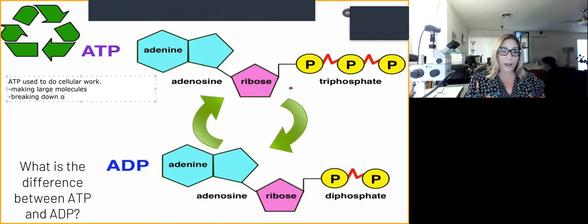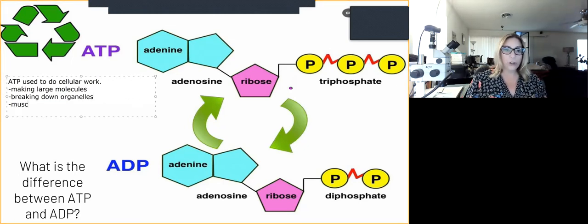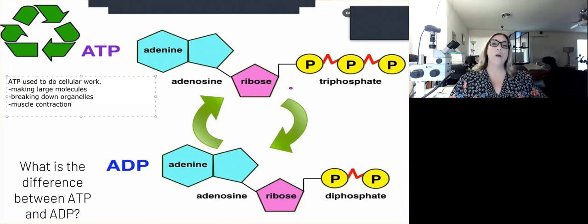Breaking down organelles. Okay, and other things that your cell needs to do. For instance, it could even be used for things like muscle contraction. Remember that muscle contraction occurs with protein fibers.